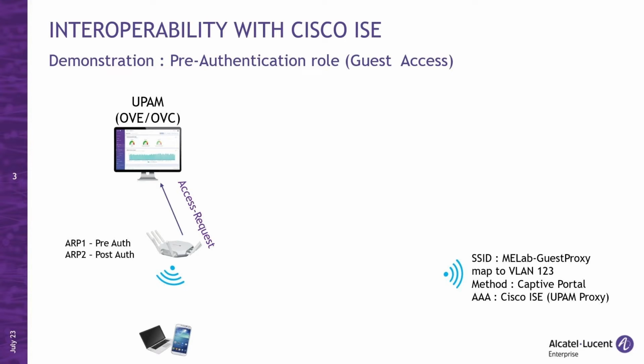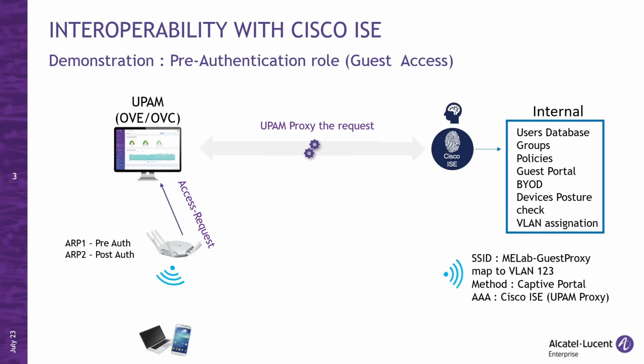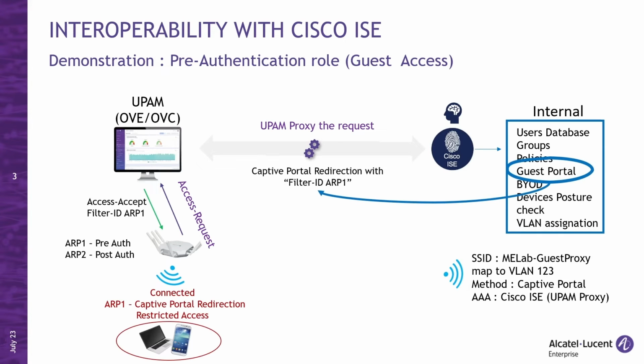Similar to the previous example, UPAM is used as the authentication server, and it will proxy the request to a Cisco ISE server. In response, based on the calling station ID attribute, Cisco ISE will check if the MAC address of the endpoint is present in its guest database. If not, it will respond with a RADIUS access accept packet with a specific filter ID of ARP1 and a redirection URL.